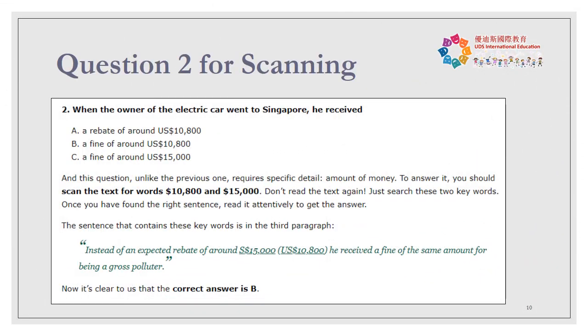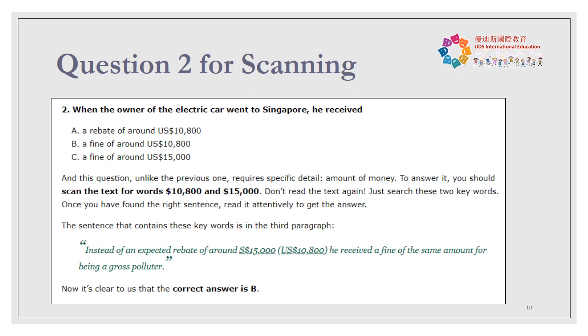Question two is for scanning, because it's not about the main idea, it's about the keywords. Okay, when the owner of the electric car went to Singapore, he received a rebate or a fine of around, and so on. So you can go back to the text and find similar words. Instead of an expected rebate of around, and so on, he received a fine of the same amount for being a gross polluter. Okay, so they received a rebate or a fine. You can see that, to answer this question correctly, it is about B.